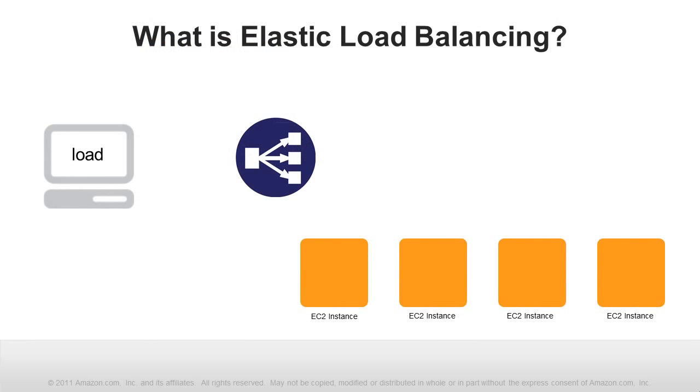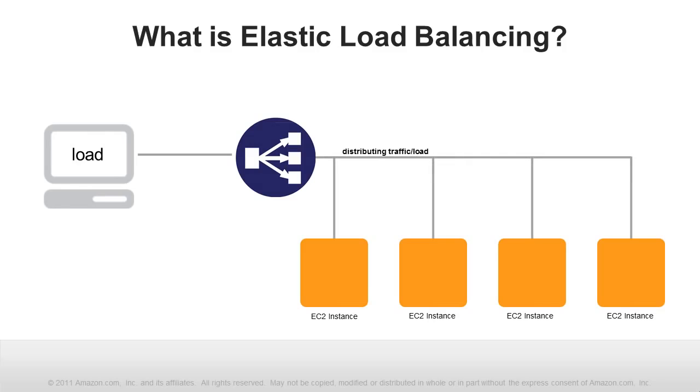Elastic load balancing improves an application's availability by distributing incoming traffic between two or more Amazon Elastic Compute Cloud, or Amazon EC2, instances. Elastic load balancing routinely checks the health of each load-balanced Amazon EC2 instance. If Elastic load balancing finds an unhealthy instance, it stops sending traffic to the instance and reroutes traffic to healthy instances.